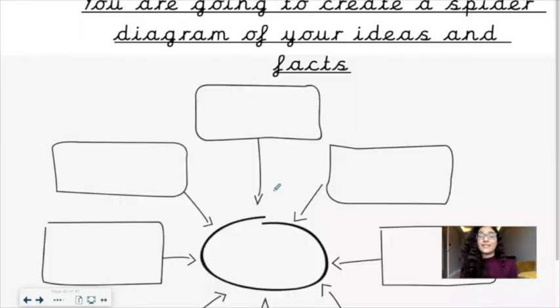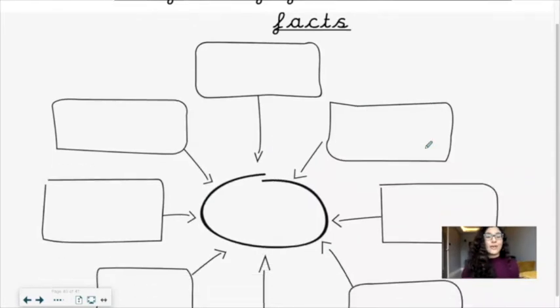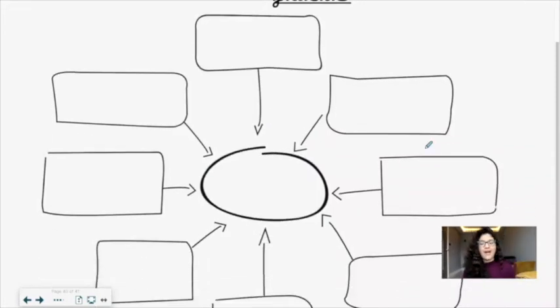You're going to create a spider diagram of your ideas and your facts. So if I was to do this piece of work, I would pick a leader. Let me think of somebody that I really like as a leader. I'm going to pick, it's a hard one to pick just one. I'm going to pick Malcolm X as my inspirational leader to research.